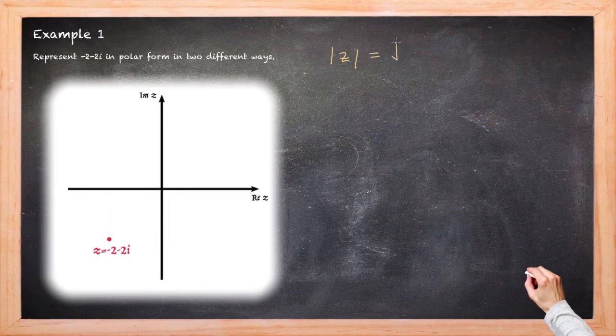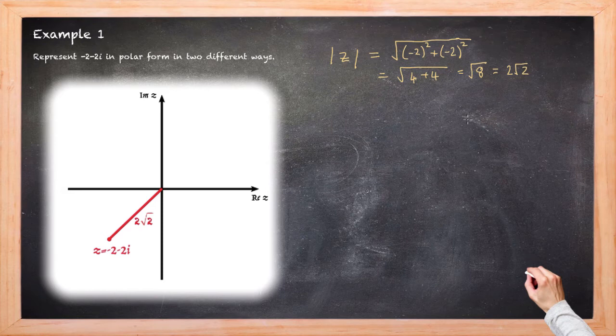modulus. So we take the real part and square it, and the imaginary part and square it. And the result of that calculation is the square root of 4 plus 4, square root of 8. Now remember 8 is 4 times 2, so that would be the square root of 4 times the square root of 2. 2 root 2 is it simplified.